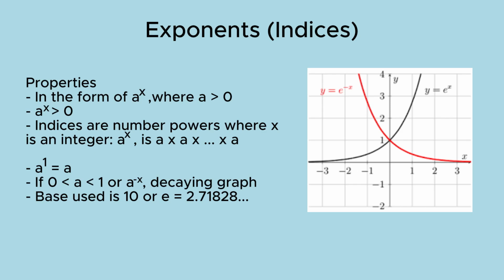Indices are numbers where x is an integer such that a to the power of x is a times a times a, however many base numbers you want to multiply. A to the power of 1 is just equal to a, because you're just using a, 1a only. If the base a is in between 0 to 1 or a to the power of negative x, you get a decaying graph. The common base used is either 10 or e.